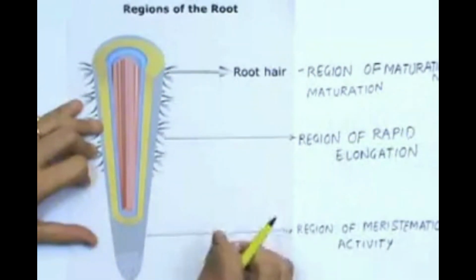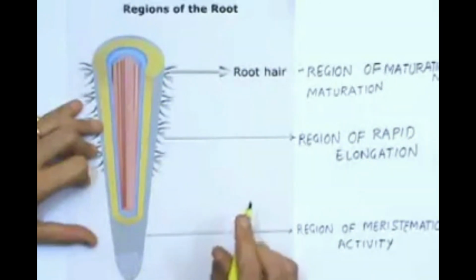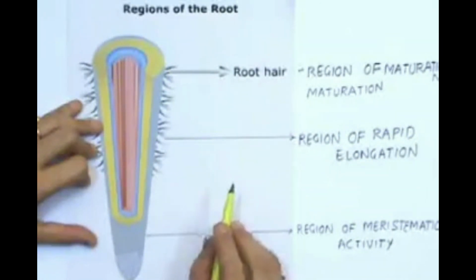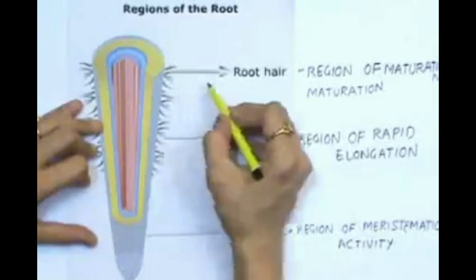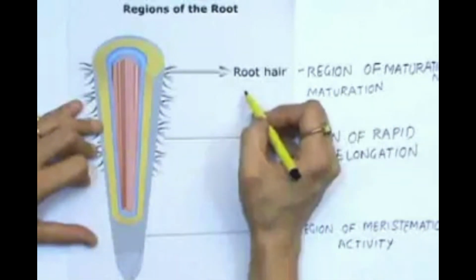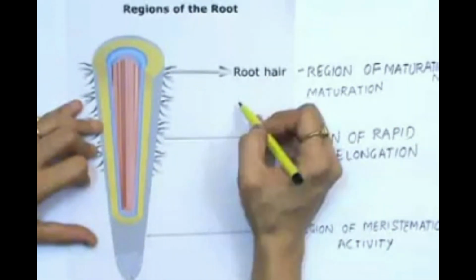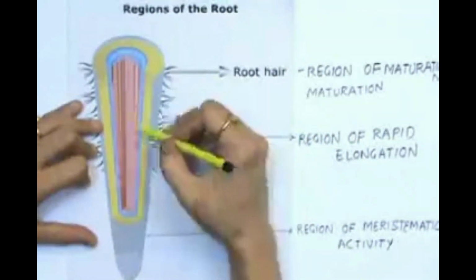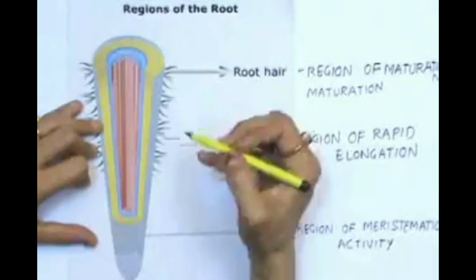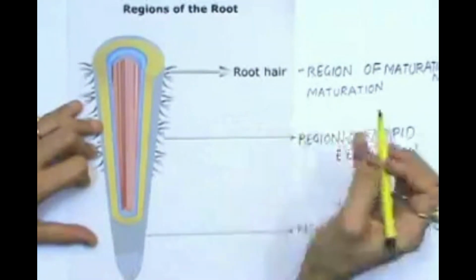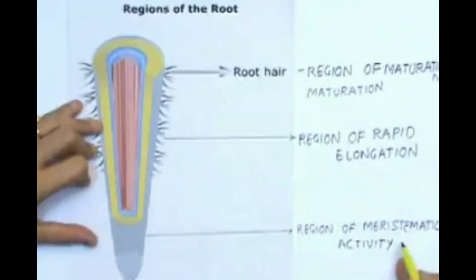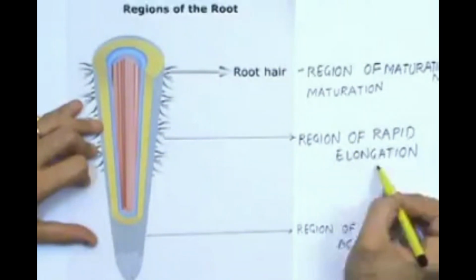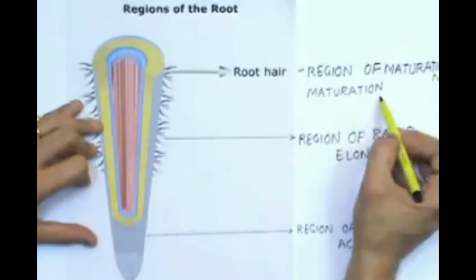In the region of maturation, the epidermal cells form the root hairs. So the root hair is present in the region of maturation. They absorb water and minerals from the soil, and from the root hairs, this water and minerals through the xylem reach the stem, and from the stem to the leaves. So there are three regions of the root: the region of meristematic activity, the region of rapid elongation, and the region of maturation.